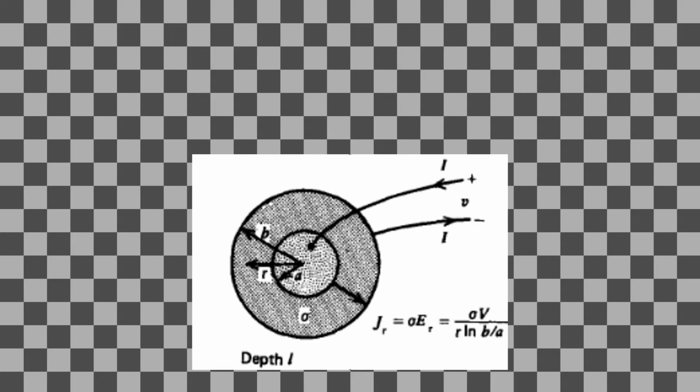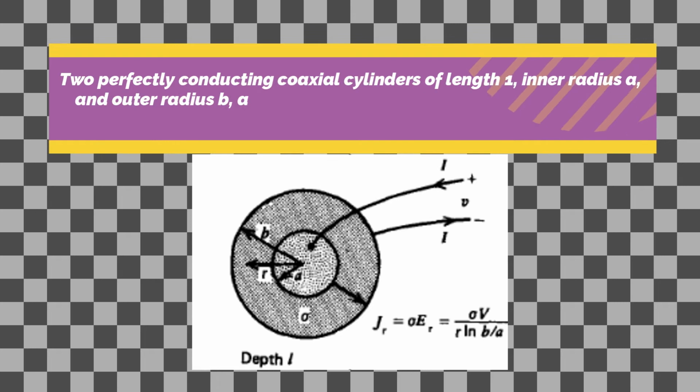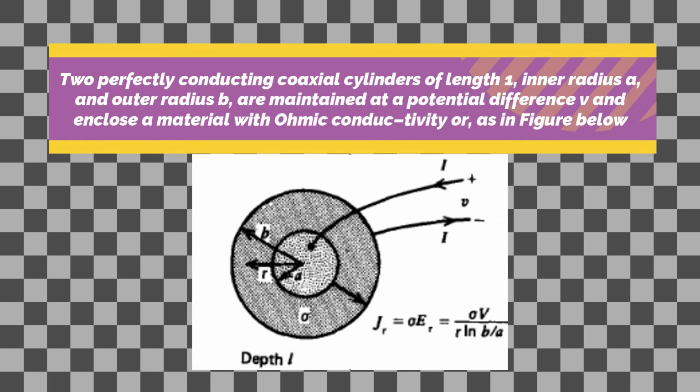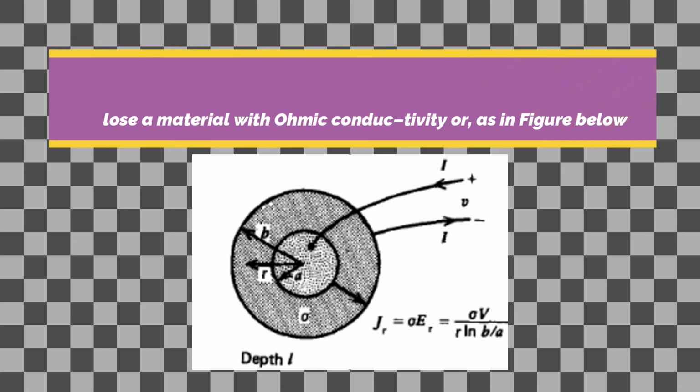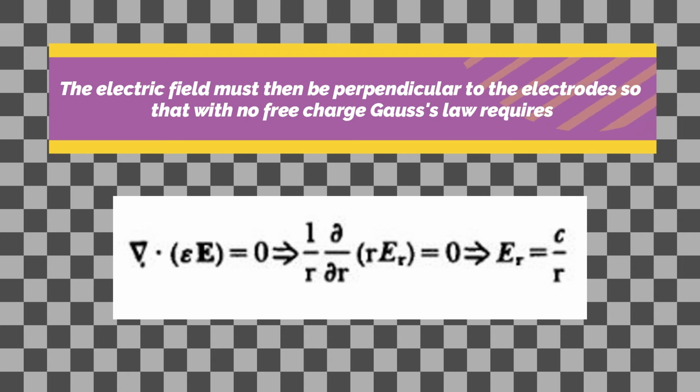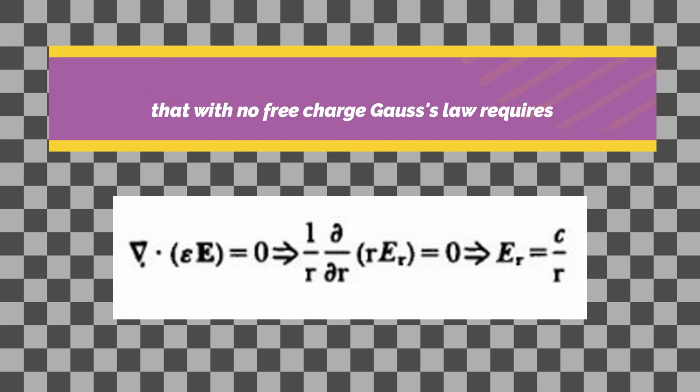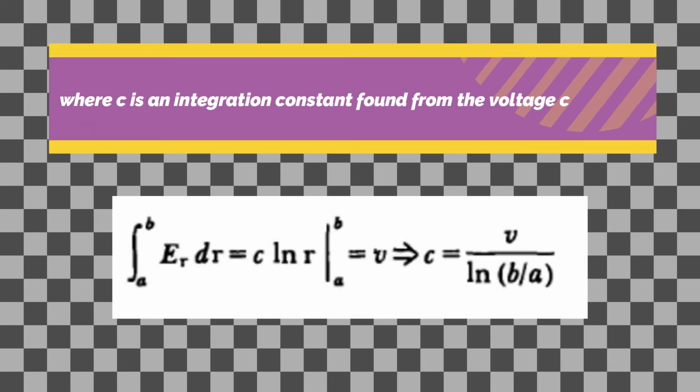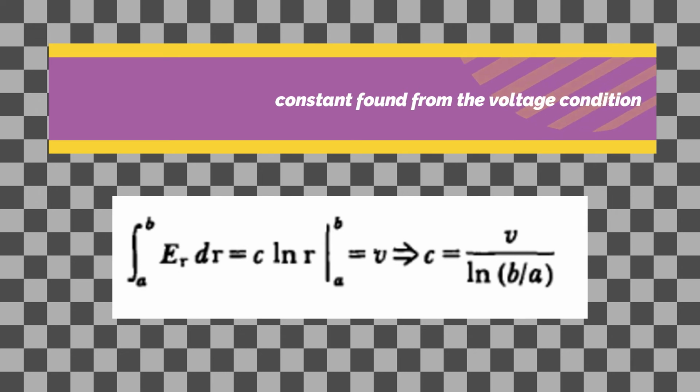Coaxial resistor. Two perfectly conducting coaxial cylinders of length L, inner radius a and outer radius b are maintained at a potential difference V and enclose a material with ohmic conductivity sigma as in the figure below. The electric field must then be perpendicular to the electrode so that with no free charge, Gauss's law requires the equation below, where C is an integration constant found from the voltage condition.